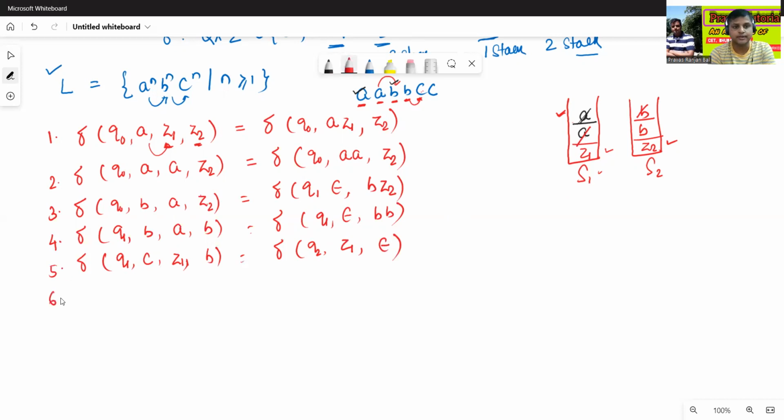Then the next one, the sixth one, delta Q2. I'll read C here. Here the top of the stack is Z1, and here the top of the stack is B. So delta Q2: the S1 stack will be empty, so I'll just write Z1. Then C will pop the top of the stack, that means epsilon. Now stack 1 and stack 2 are both empty except for the initial symbols.